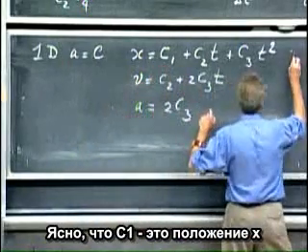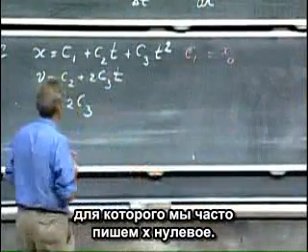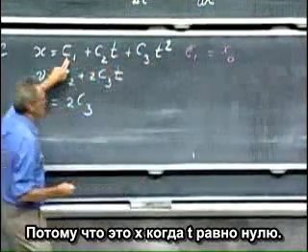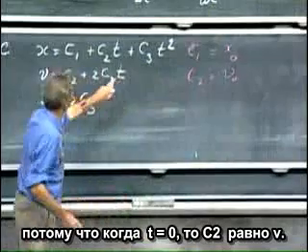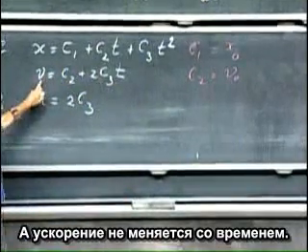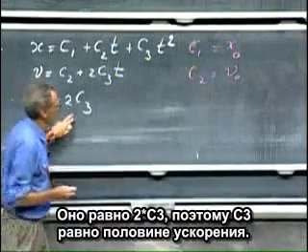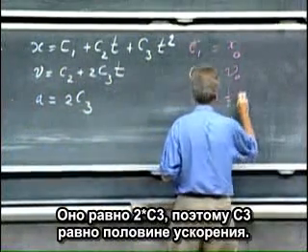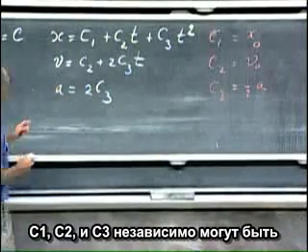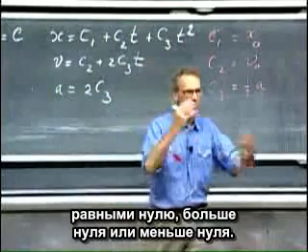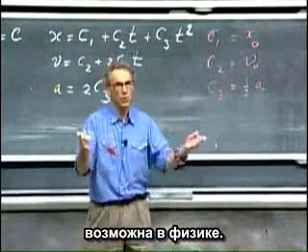Clearly, c1 is the position x at time t equals 0, for which we often write x0, because when t is 0, that is where x is. c2 is really the velocity at time t equals 0, because when t is 0, that's when c2 is v. And the acceleration, which is not changing with time, is 2c3, therefore c3 is half the acceleration. So this gives you some insight into the meaning of these quantities, and you can now read some physics in there. c1, c2, and c3 can independently be either 0, or larger than 0, or negative. Makes no difference. Each one of these combinations is a valid possibility in physics.